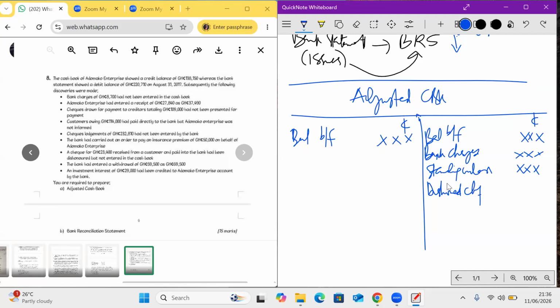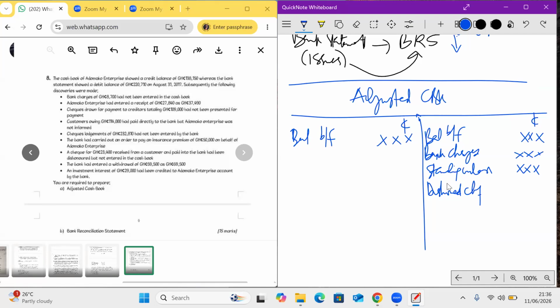When the check is dishonored, where would the business take the check to? The bank. When a customer brings a check to the business to pay, the business will take the check and record it on the debit side in the original cash book. And then it will take the check to the bank. The bank will dishonor the check. Dishonoring the check means the bank will not pay the check. The bank will not accept the check and pay.